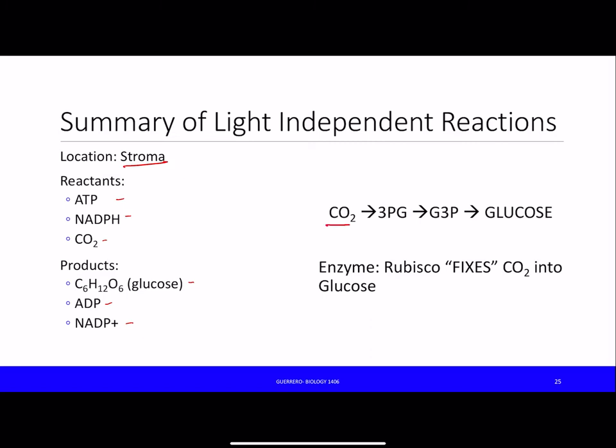So our carbon dioxide is going to become a 3PGA, it should be PGA molecule. And that's going to become a G3P molecule, which will become a glucose molecule. The enzyme that's responsible for most of this is Rubisco. It fixes carbon dioxide into glucose. Okay, so really it takes the carbon out of the carbon dioxide so that it can be used to make glucose.